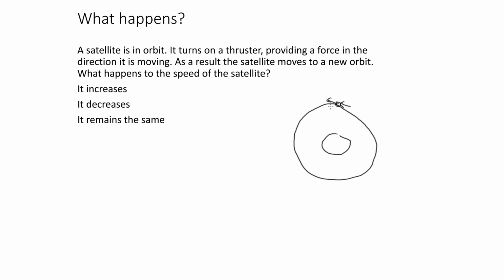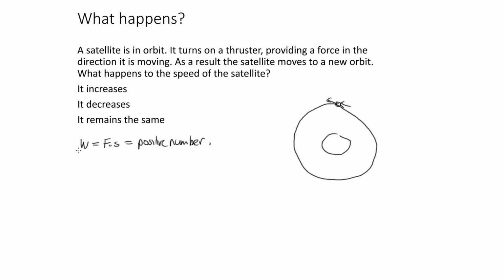Well, in this case, when the satellite turns on its thruster, the thruster is doing work on the satellite, and the work is given by the force times the displacement, and these are in the same direction. So it's doing positive work. So this is some positive number.